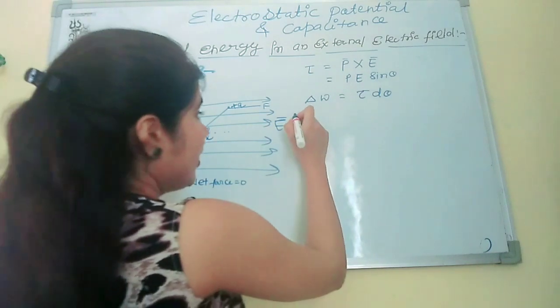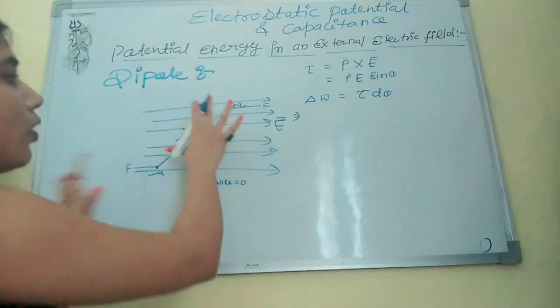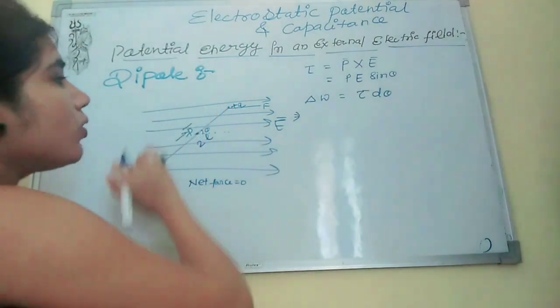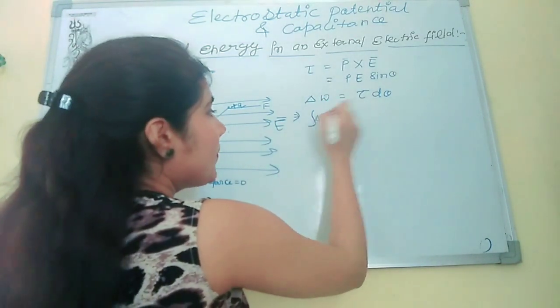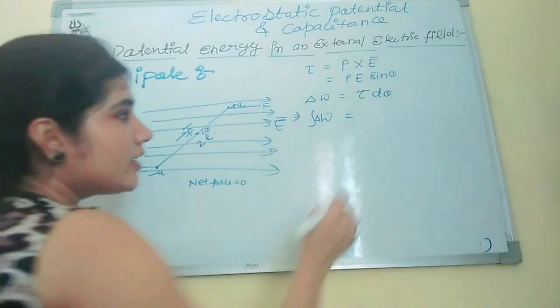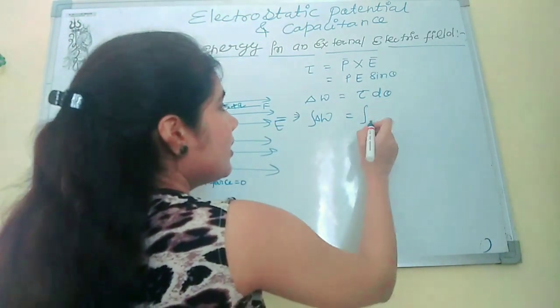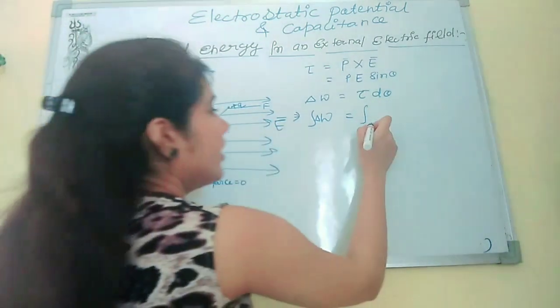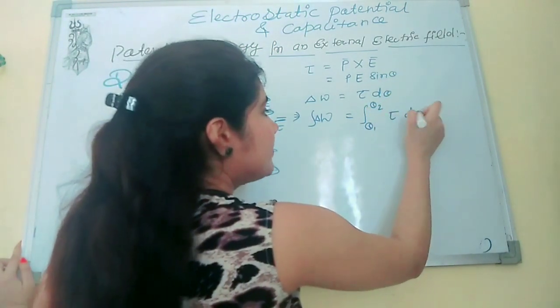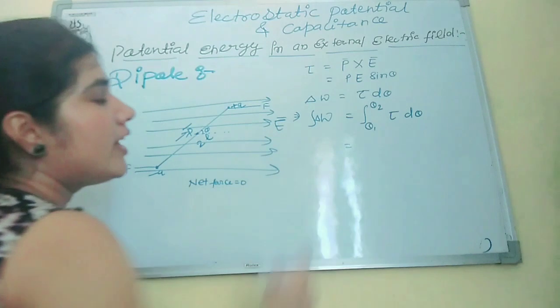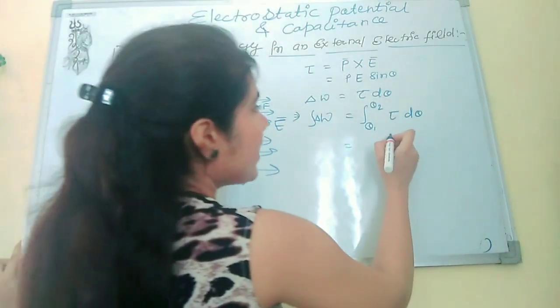Now to find the whole work done, we simply integrate this term, from the initial angle theta 1 to theta 2, of tau d theta. Now we will put in the value of tau, that is PE sin theta.